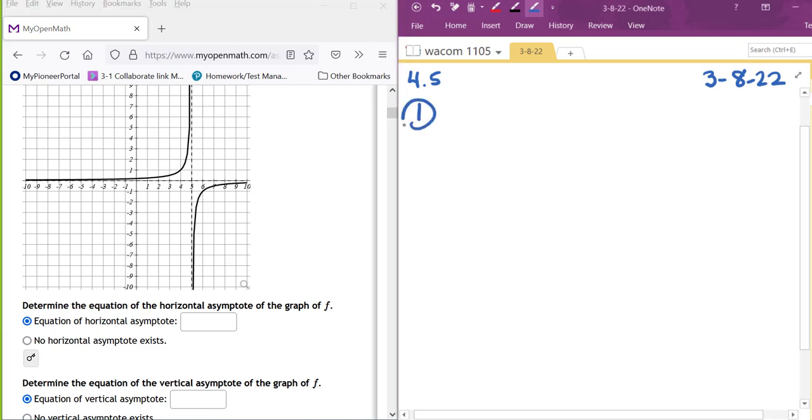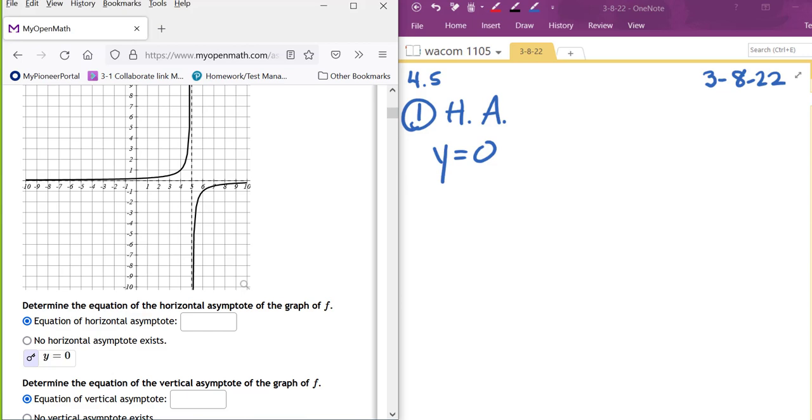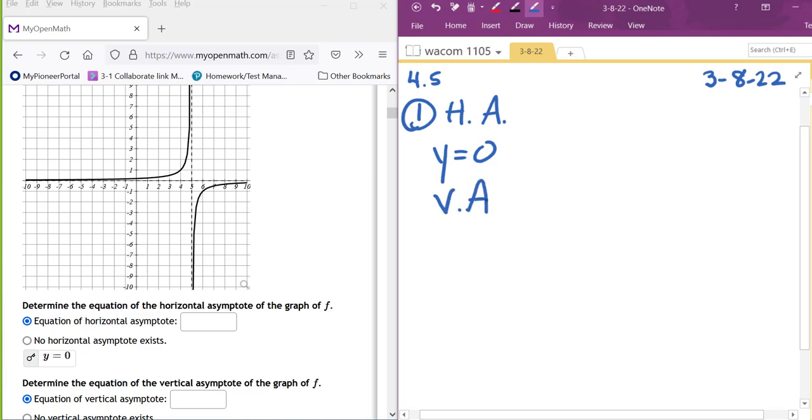So problem 1, I'm just going to call it the horizontal asymptote, and it is y equals 0. So there we go. The next one asks for the vertical asymptote, which is this one, and this will be x equals something, and this is x equals 5. So vertical asymptote, x equals 5.